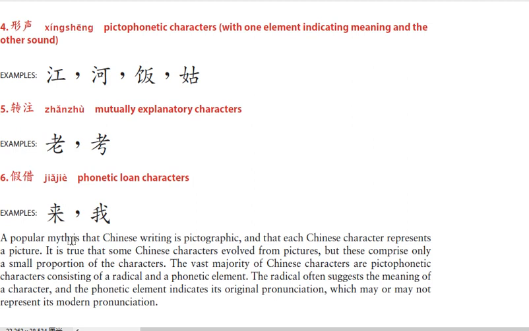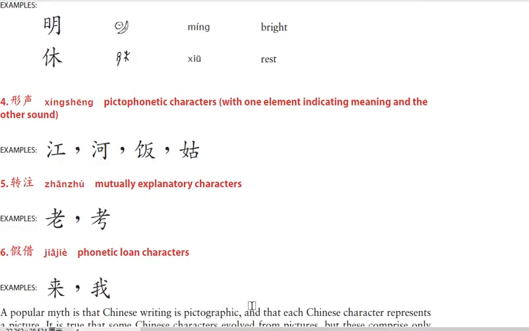A popular myth is that Chinese writing is pictographic. Now you know that it is not true. Most of the Chinese characters, most of the Chinese Hanzi, are pictophonetic characters, 形声字, consisting of a radical and a phonetic element. The radical often suggests the meaning of the character, and the phonetic element indicates its original pronunciation, which may or may not represent a modern pronunciation. So, alright, this is the basic idea of the Chinese writing system.